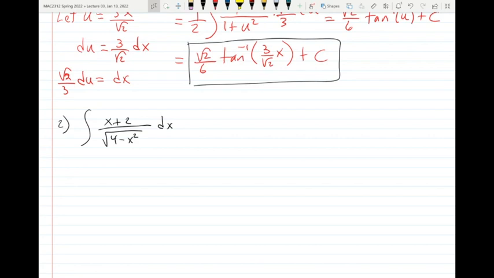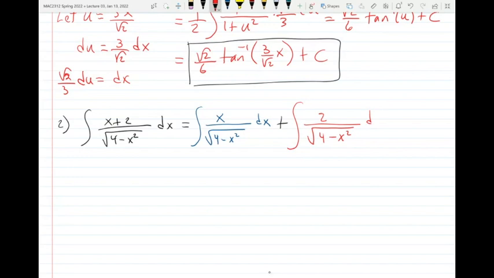Do you understand the strategy? The split, the first one is a u sub, the second one will be an inverse sine that we need to fix before we can use it, like what we did for our time. Yes? All right, so as a strategy, let's go for it. So I'm going to split this. We're going to get two integrals. First one is x over square root of 4 minus x squared dx, and plus the other integral would be 2 over square root of 4 minus x squared dx.